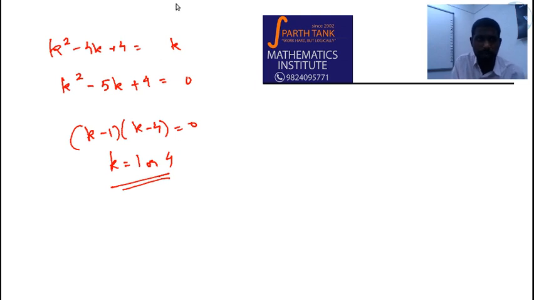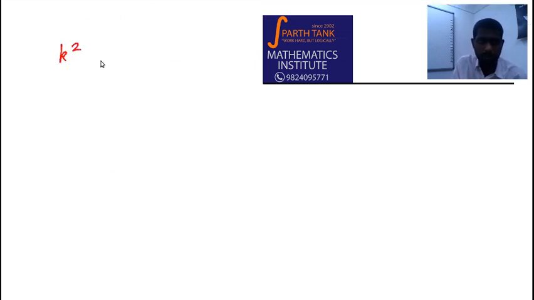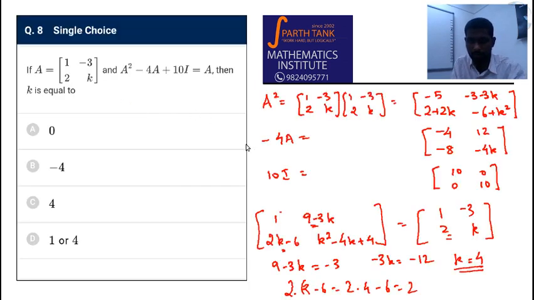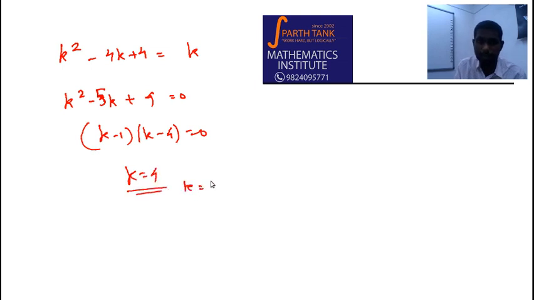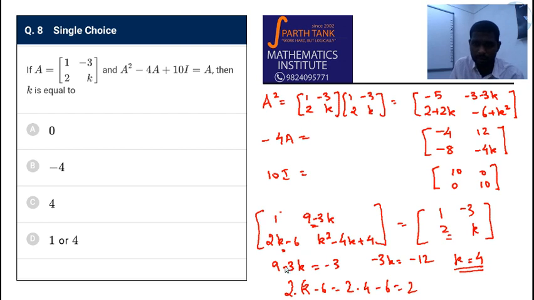That is, the equation is K squared minus 4K plus 4 is equal to K. Therefore, this is K squared minus 5K plus 4 is 0, or (K minus 1) into (K minus 4) is 0. So K is equal to 4 is the root, but K is equal to 1 also comes, but K equal to 1 we know is not a solution for the other terms here, because K equal to 1 would give 9 minus 3 is 6, and here we have minus 3. So therefore the only answer for this is K is equal to 4, option C.